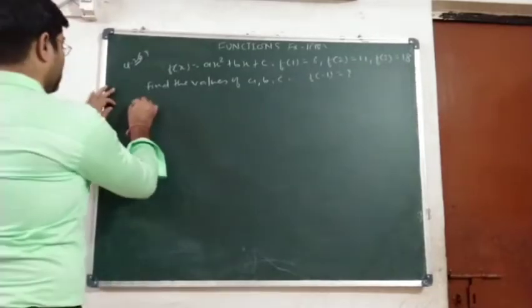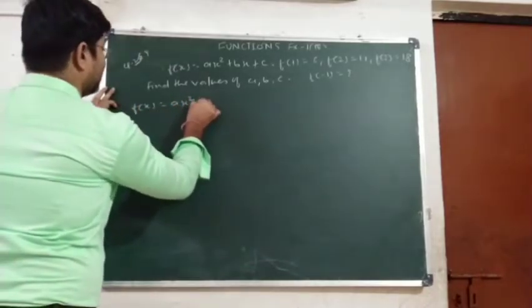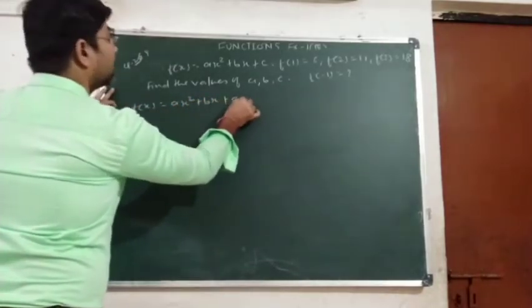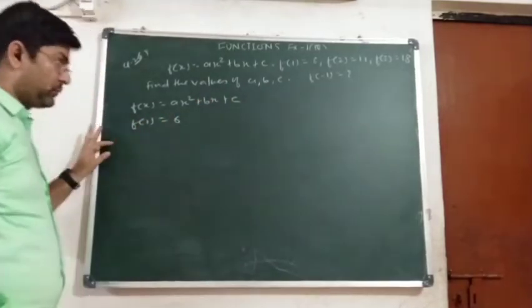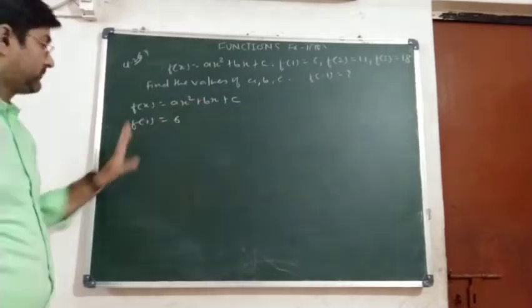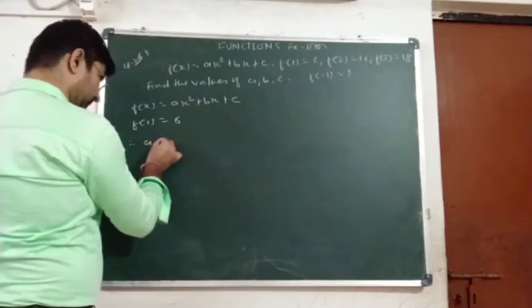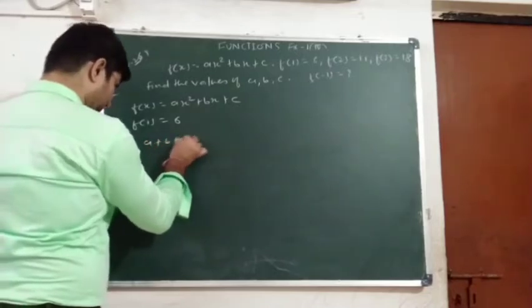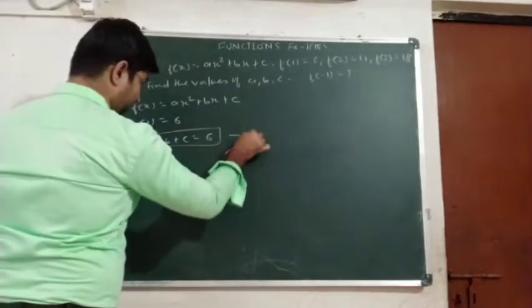Okay, function f of x is given by the formula ax square plus bx plus c. f of 1 is 6. Okay, now you know how to find f of 1. In the given expression, in place of x we will put 1, and therefore we will get the equation a plus b plus c is equal to 6. Number this as equation 1.